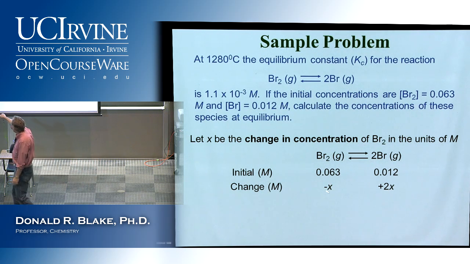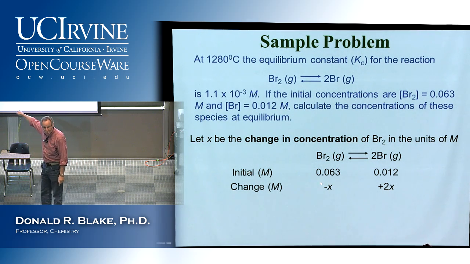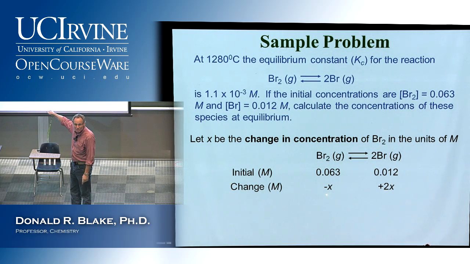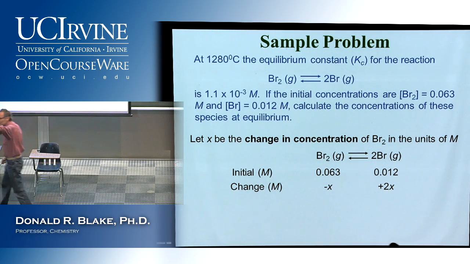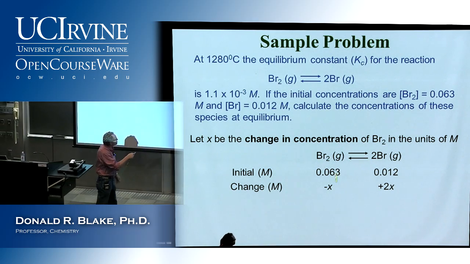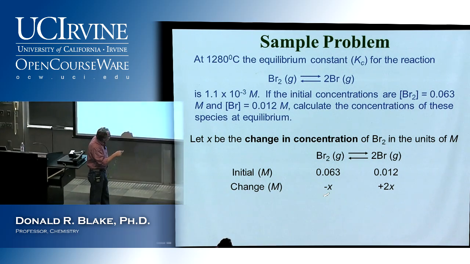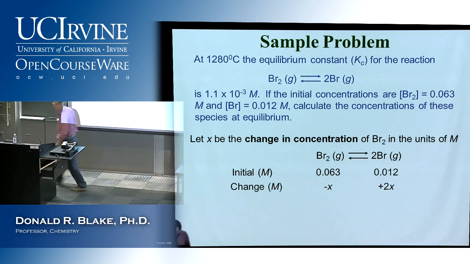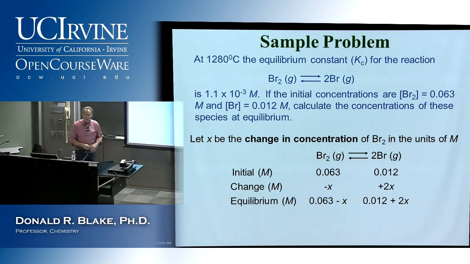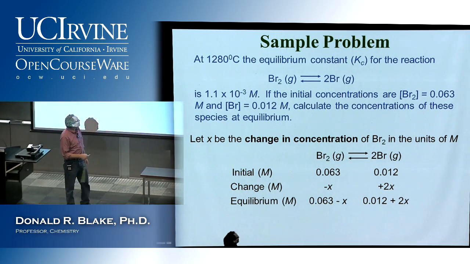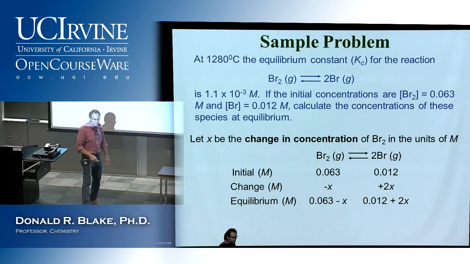But you've got to have these be opposite. If this is a negative, then this is a positive. This is a 2. If you say, no, I want this to be a plus x, then this is going to be a minus 2x. And it all comes out in the quadratic. You don't have to worry. So in this case, we're going to say that x is every one of these you lose, you make 2 of those. So that's the change. Here's the equilibrium. Set it up like this, and then you plug that into your equation.